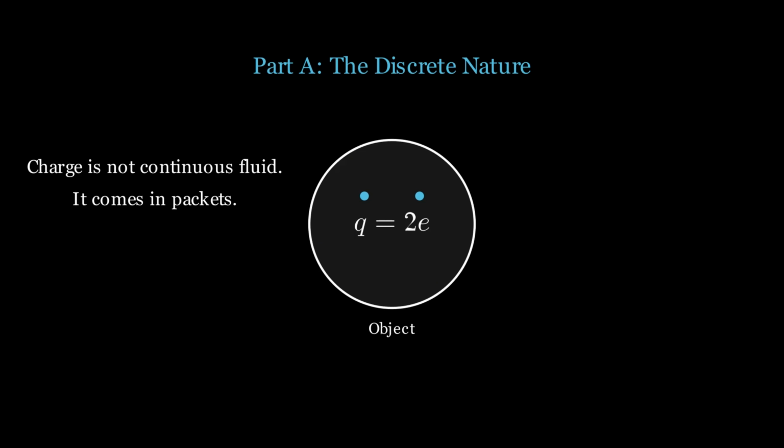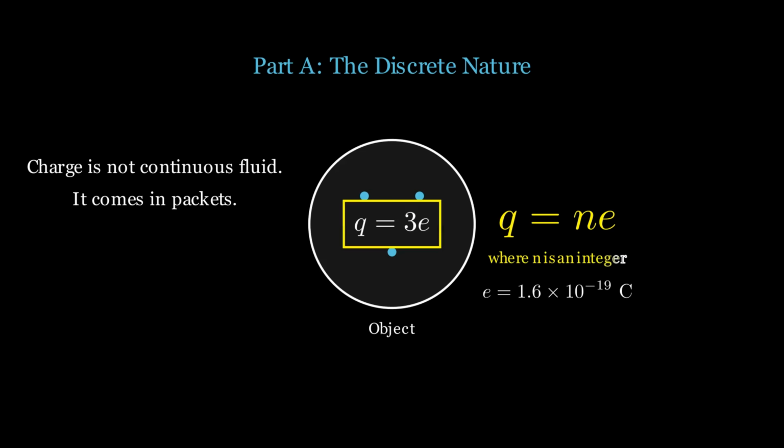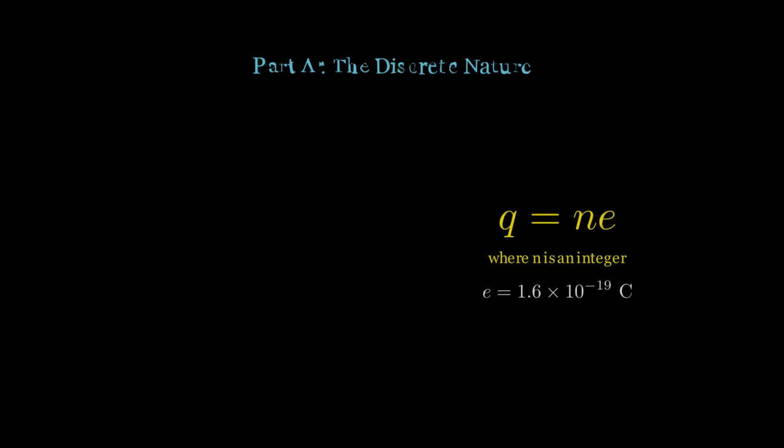You can have 1 electron, 2 electrons or 3, but you can never have 2.5 electrons. This grainy nature is called quantization. The total charge Q is always an integer, n times the elementary charge, e. Now for part B, why does charge feel continuous to us?